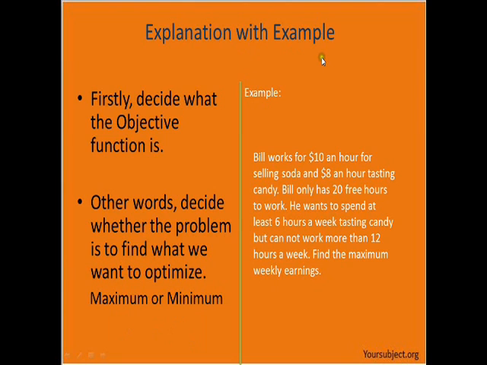Start with the example. Bill works for $10 an hour for selling soda and $8 an hour for tasting candy. Bill only has 20 hours of free time to work. He wants to spend at least 6 hours a week tasting candy, but cannot work for more than 12 hours a week. Find the maximum weekly earnings. We want to find the maximum amount that he can earn every week.